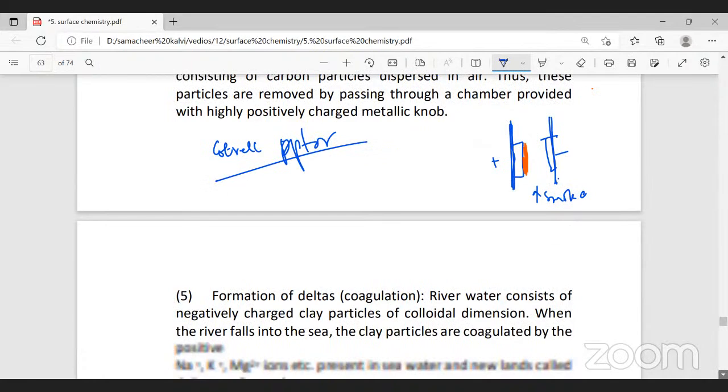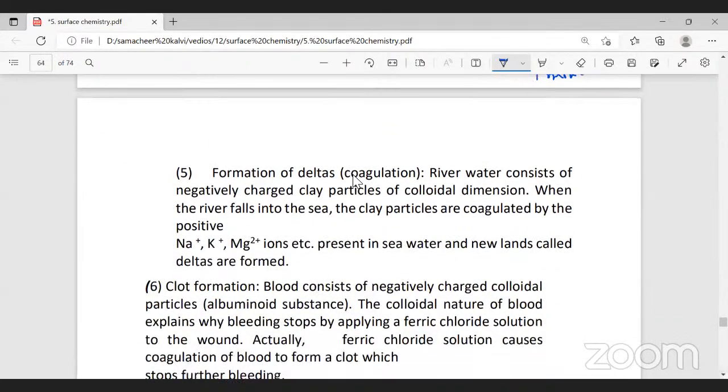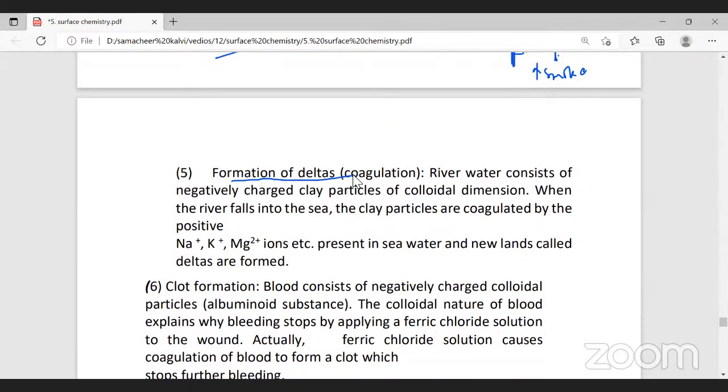Now, the next important application is the formation of delta regions, by coagulation. Now, we know that during rain, floods, or natural disasters, river water, any river for that matter, ends up joining the sea. During these natural disasters, the river water will carry a lot of mud particles and sand particles, and reach the sea. So river water consists of negatively charged clay particles of colloidal dimension. When the river falls into the sea, the clay particles are met by the positive Na+, potassium ion, and magnesium 2+ ions. These are all the ions present in seawater. These are all the active ions. In river water, these active ions are not there.